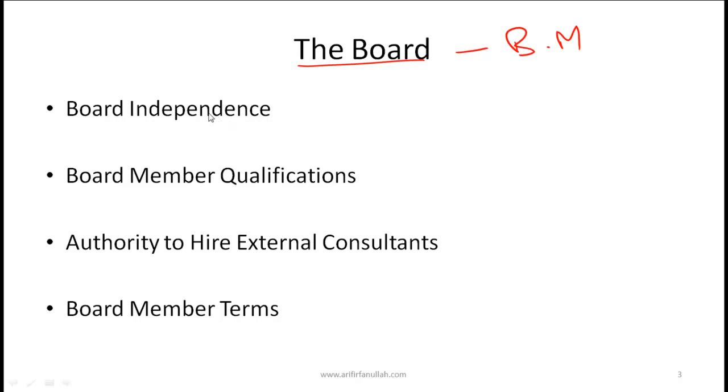So let's say that a company's board has 10 members, and if 7 out of these 10 members are from the management team, either the management team or people related to the management team, then this would not be an independent board. From an investor perspective, we want a board where at least a majority of the board members are independent from the company itself. And independence here is a very important term. I'll just give you a few examples.